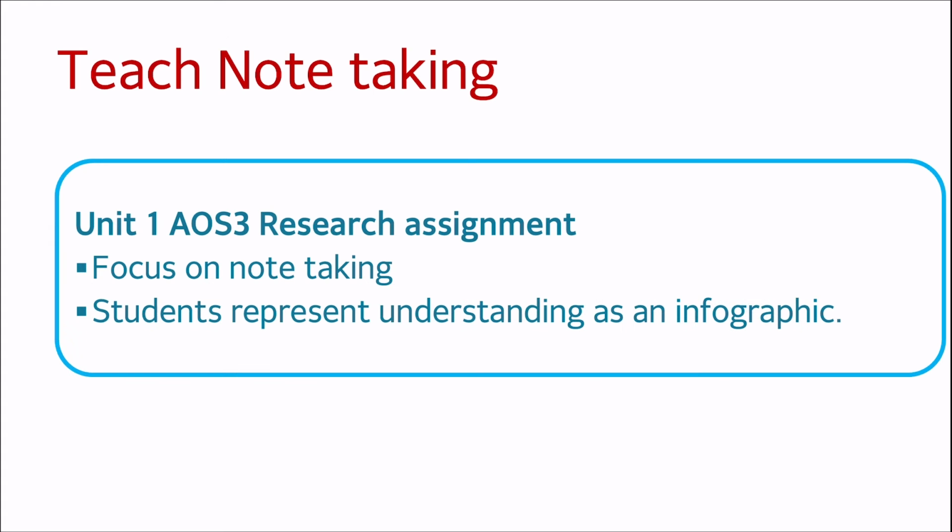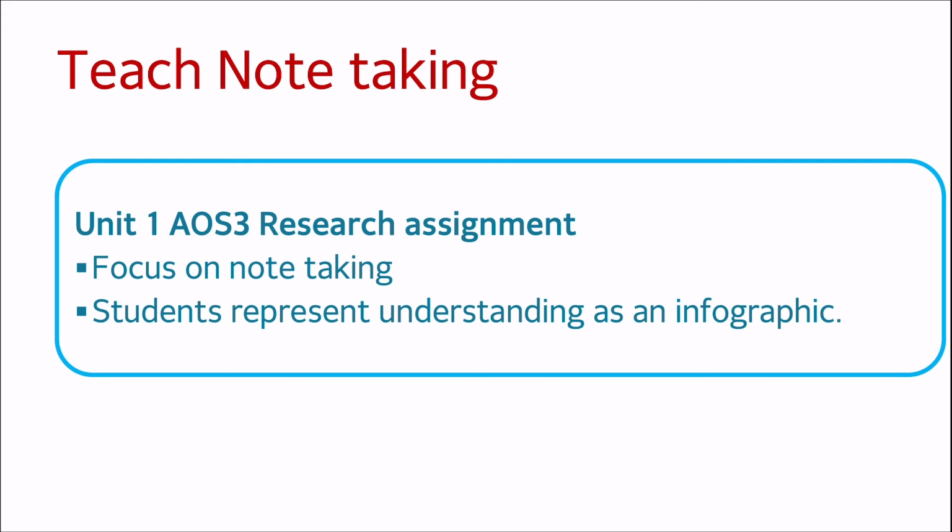So in terms of different tasks that we can use, I'm just going to highlight two tasks that we've developed at Aiken in chemistry to help students develop some of these skills. The first one was their Unit 1 Area of Study 3 research assignment. In this assignment, we had a focus on teaching the students how to take notes, so reading information and summarising it down into something that is transferable in their mind. Their final product was to represent all of their knowledge in an infographic.